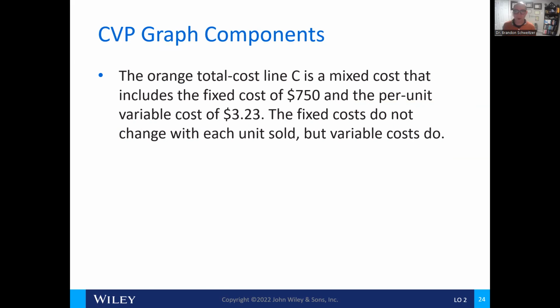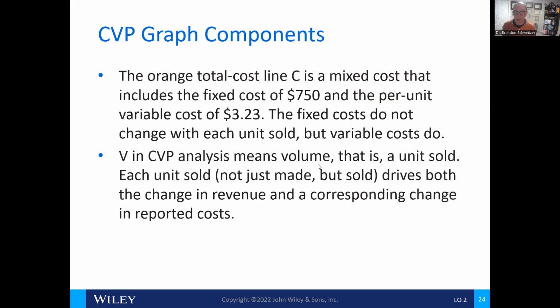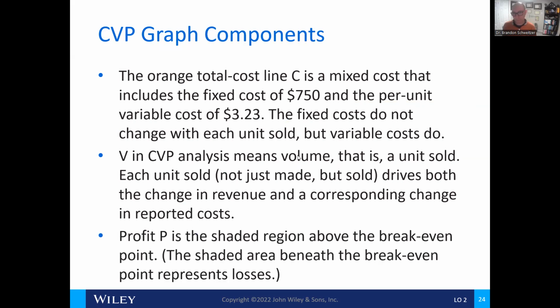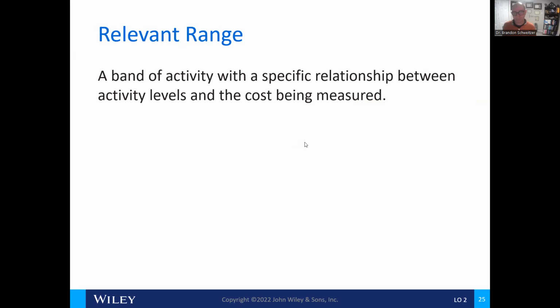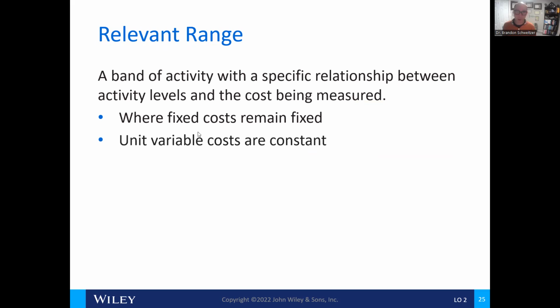Of course, we identify the total cost line and the variable cost line. When we see that the total cost and the variable costs have an intersect, then of course that tells us the number of units needed to be sold in order to break even. The relevant range is the band of activity with a specific relationship between the level of activity and the cost being measured. Fixed costs, of course, always remain fixed. They do not change with the level of output. Variable costs are constant. The cost per unit is constant.